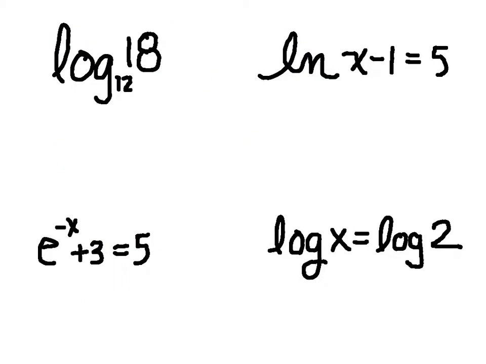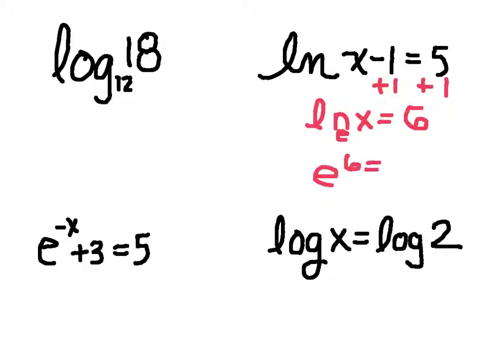You will have to know how to deal with all basic types of log problems. The big idea in all of them is to isolate the log first, but there's different types. In this problem right here, you're going to add 1 to both sides to isolate the log. Then you must decide, do you want to think about this as a converting problem or think about it as exponentiating each side? If you think about converting it, you need to know that base is e. This is e to the 6th power is equal to x.